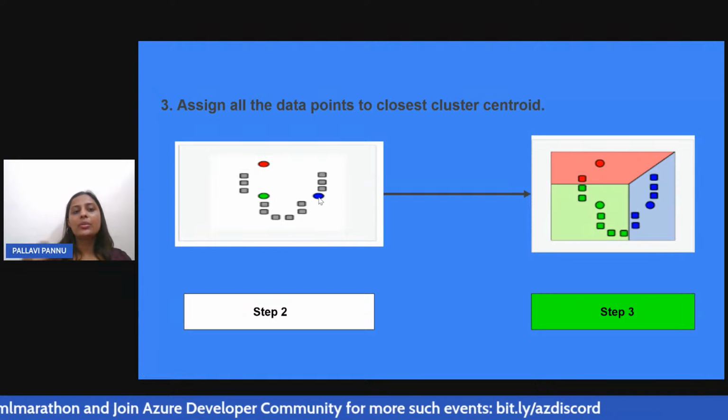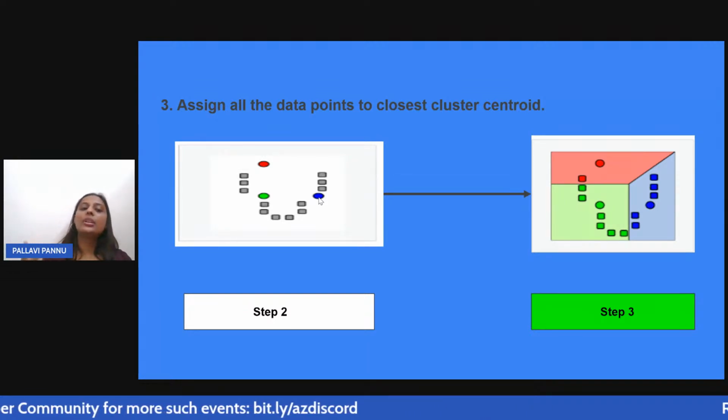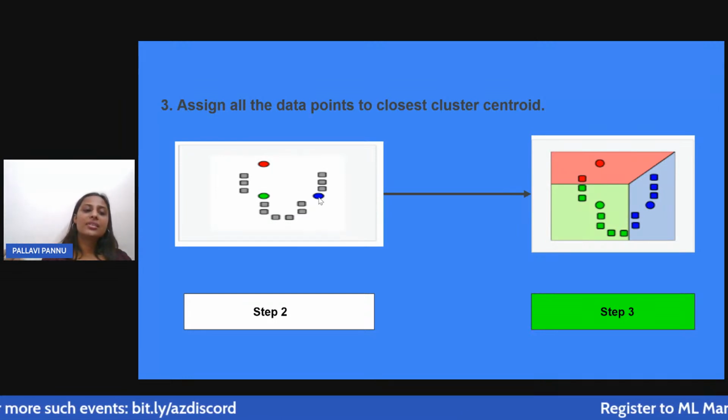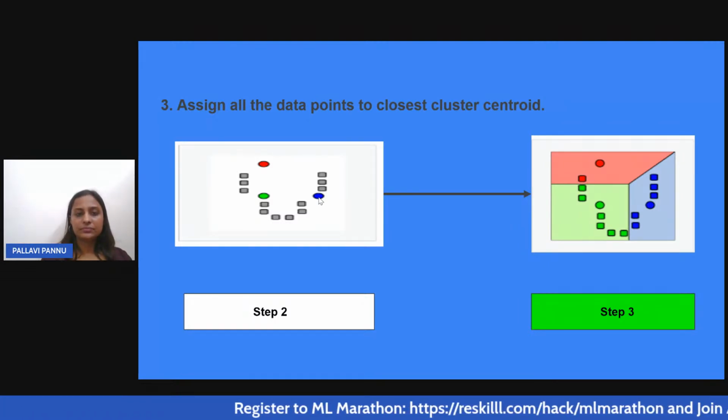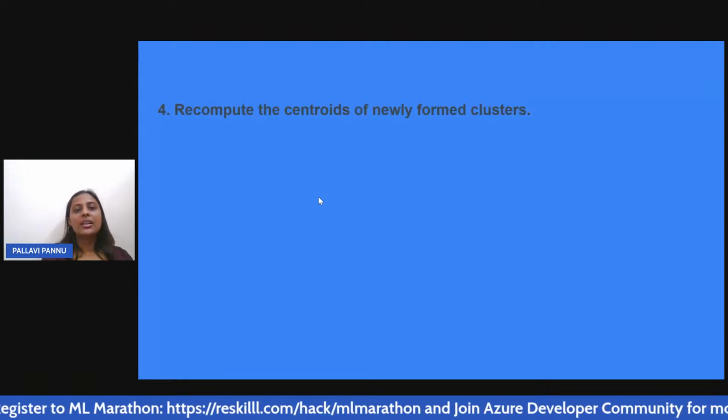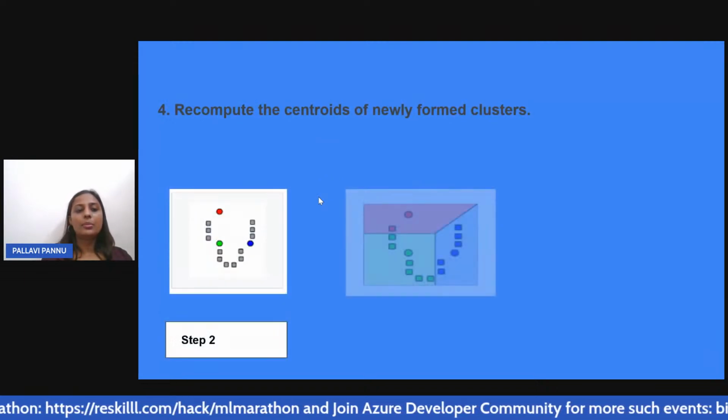So how do I calculate these distances of the data point to the center? The answer is Euclidean distance. Using the Euclidean distance formula, you can easily calculate the distance of the data point to the cluster. Next is to recompute the centroids of the newly formed clusters.